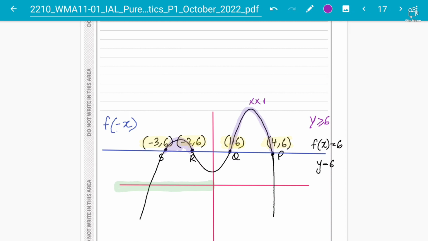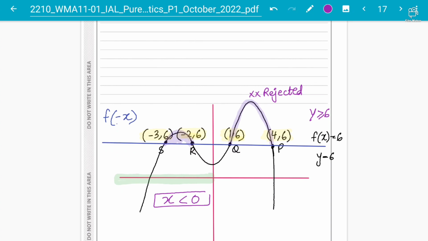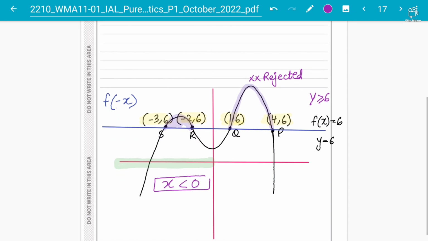Okay, this will be rejected, not possible, because the condition is that x is going to be less than 0. So we need to understand that our answer is going to be between -3 and 2, which we are going to say that x lies between -3 and 2. That is going to give your answer.